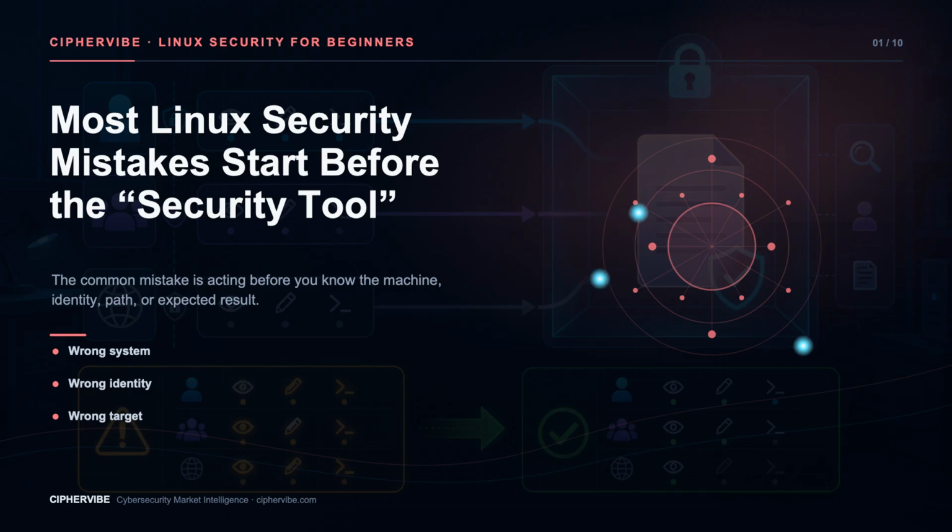In this safe CipherVibe lab, we will not attack anything. We will use a fictional Ubuntu-style virtual machine called Cedar Lab and synthetic files called sampleauth.log and appconfig.demo. By the end, you will have a beginner routine: confirm where you are and who you are, inspect before you change, reduce unnecessary exposure, apply narrow access, and verify the evidence. That is the part of Linux security you can use before any advanced tool.